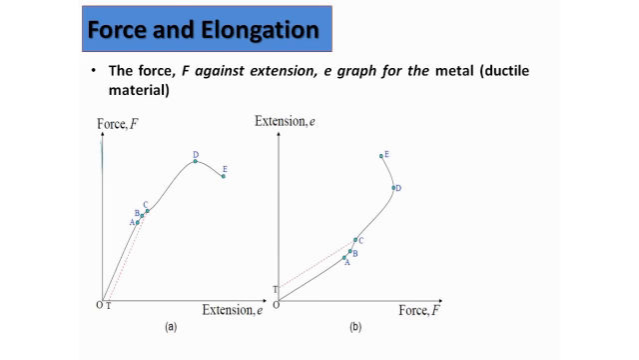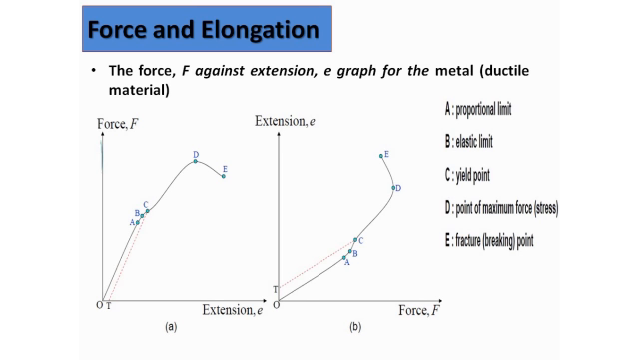Now let's discuss the relationship between the force and the elongation. So what is the relationship? Suppose we have applied a force with a magnitude of F, and definitely elongation will take place in the metal, right? Let's suppose the metal is a ductile metal. You know the characteristic of the ductile metal, as we have already discussed in the previous slide. So when this force acts on the metal, extension will happen.